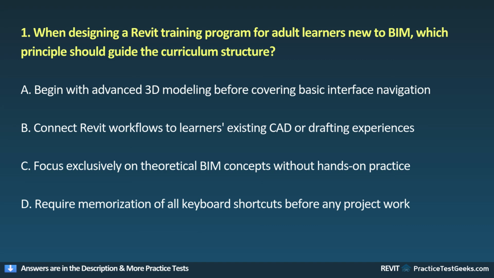1. When designing a Revit training program for adult learners new to BIM, which principles should guide the curriculum structure? A. Begin with advanced 3D modeling before covering basic interface navigation. B. Connect Revit workflows to learners' existing CAD or drafting experiences. C. Focus exclusively on theoretical BIM concepts without hands-on practice. D. Require memorization of all keyboard shortcuts before any project work.